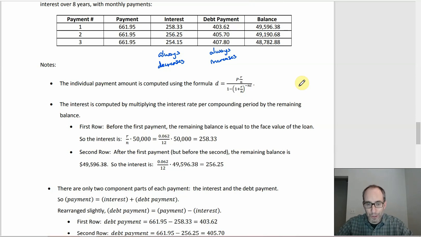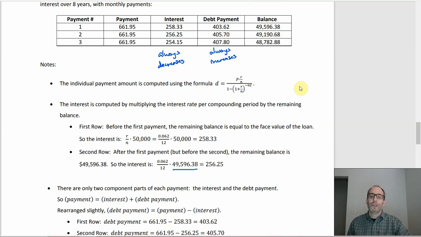Then the way that you would get the second one is that instead of using the face value, you use what the remaining balance is. So that's the part that's different. Like that's how you get the $256.25. Because in the second row, you would base it on what the remaining balance is, right? It's like this is the balance left on the loan. We calculate the interest based on that. Since that little piece of it, the 403.62, has been paid down, it's going to change the overall balance a little, right? It's going to make it decrease a little.